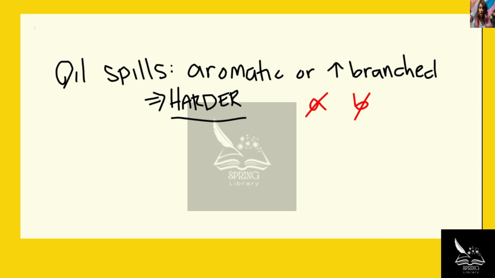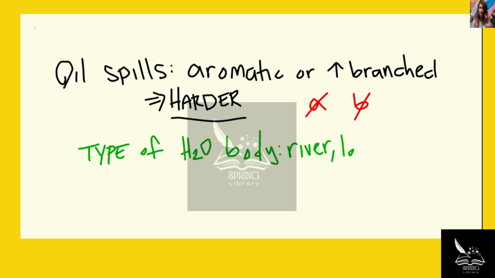Okay, and then if we look at letter choice C here, one of the items listed is the type of water body. So what does that mean? A water body is referring to a river, lake, or ocean. So it's sort of silly, right?